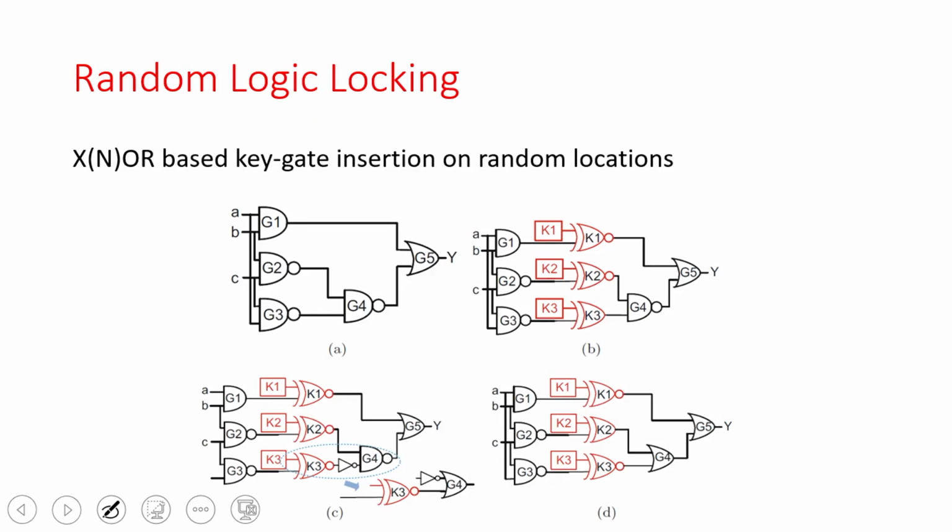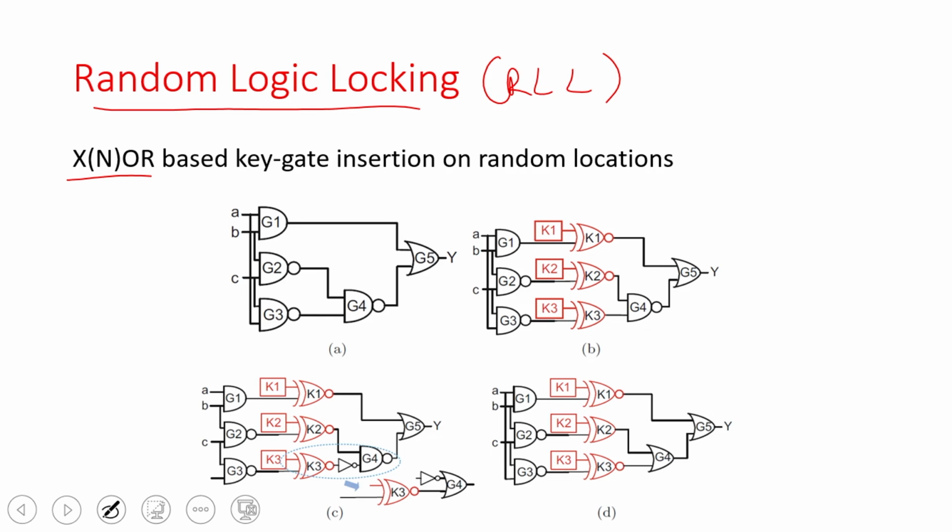So, now I will speak about a few of the locking techniques. One of the first ones came around 2012, which is called random logic locking, okay, or RLL. As the name suggests, you randomly pick a signal in the design and add either an XOR gate or an XNOR gate. So, this is how it is being done. It is either XOR or XNOR, but you randomly pick the location, right.